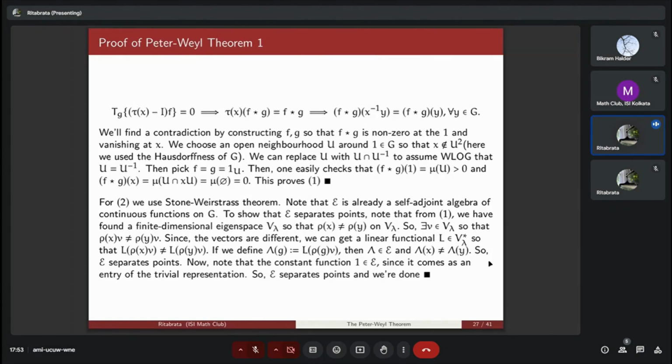Now you need to show that it is non-vanishing. That is, given any point on the group, we need to find a matrix coefficient that doesn't vanish at that point. And this is trivial because the constant function 1 is a matrix coefficient. Why? Because of the trivial representation. Its matrix is given by the identity matrix, its entry is 1. So the constant 1 function is already a matrix coefficient, coming from the trivial representation. So the family is non-vanishing, and we are done. Is the proof clear?